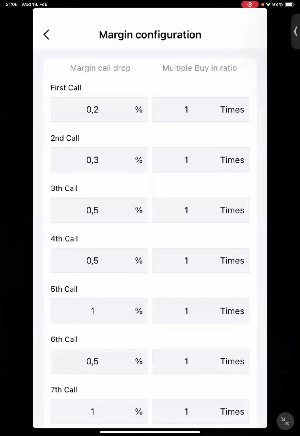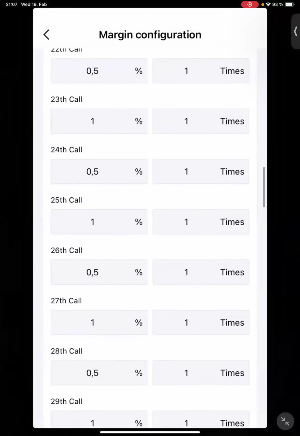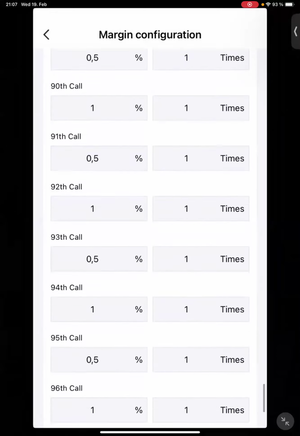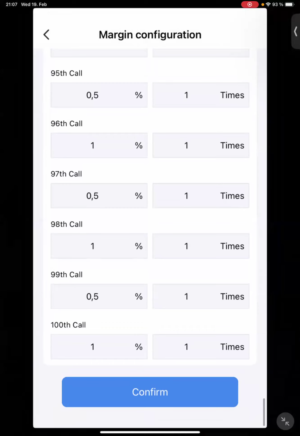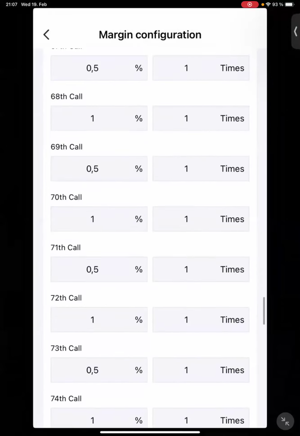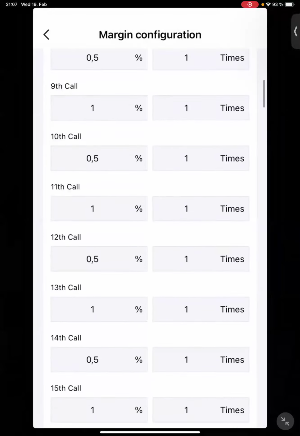Now, when you add up all the percentages, the total percentage you get will give you the drop of the coin. I think this is like 75 or 72%. I calculated it before, but I've forgotten. So guys, that is it with the margin configuration. Let us go back.